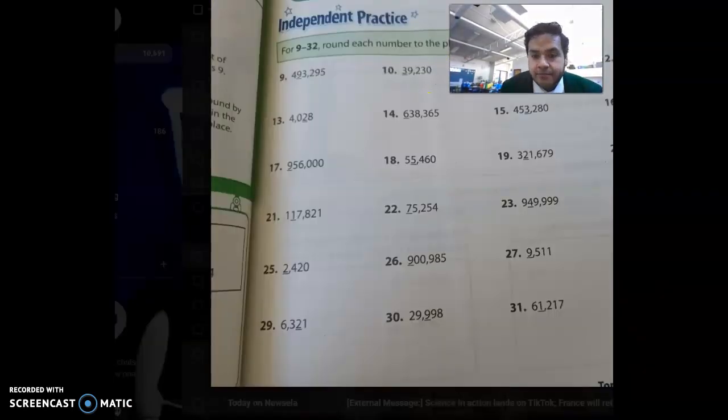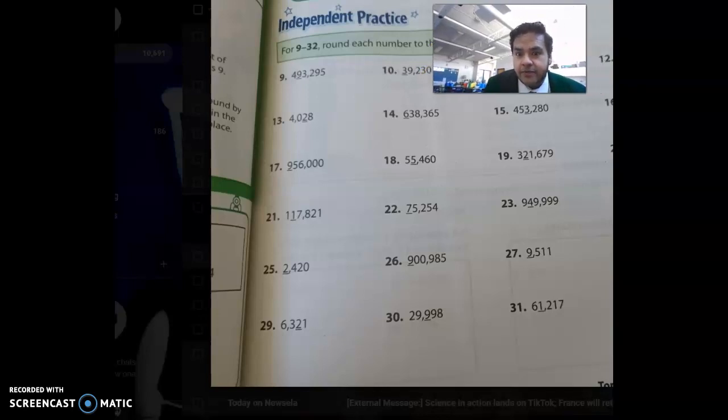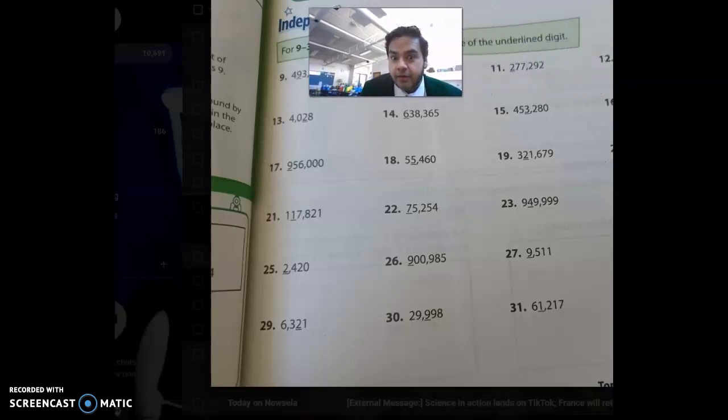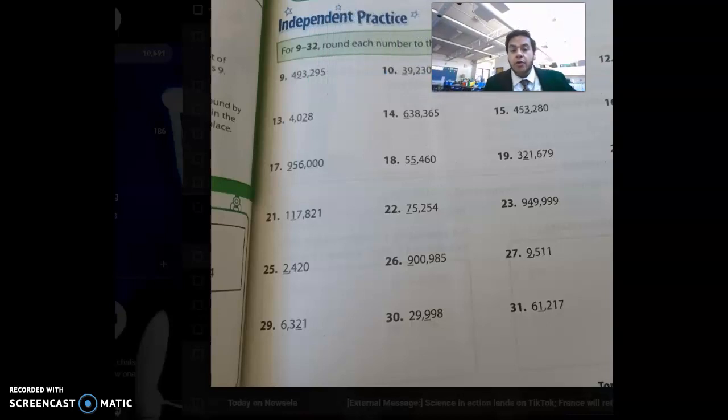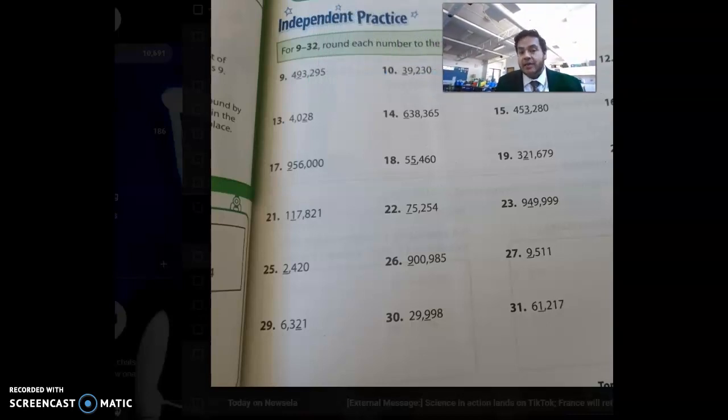Number 11 is covered by my head. I could move it out of the way, but I'm not going to. You're going to do number 11 by yourself.